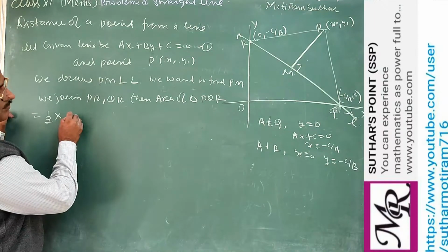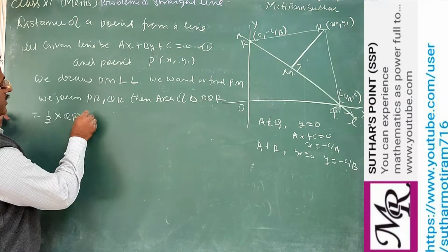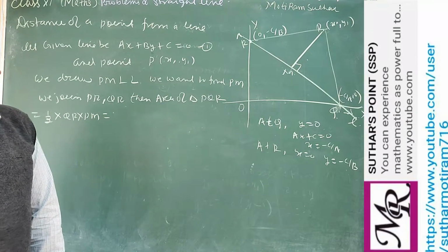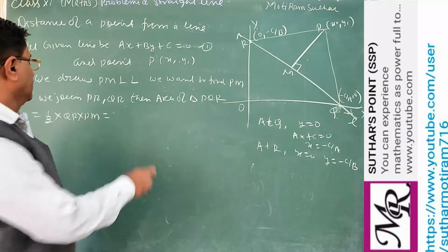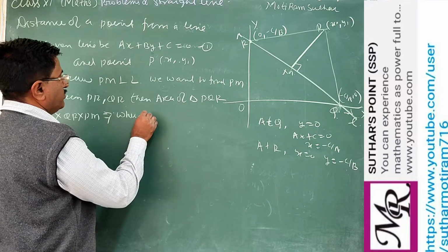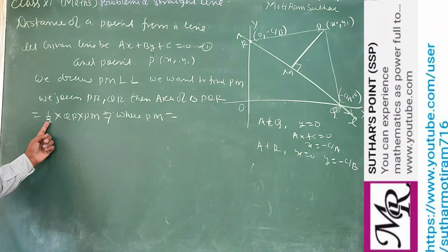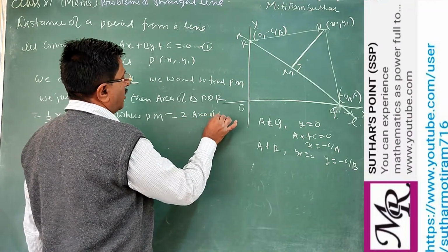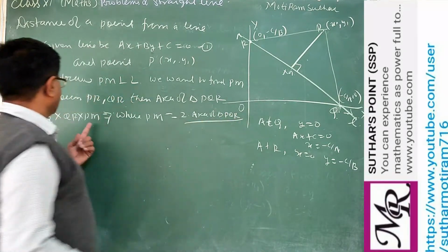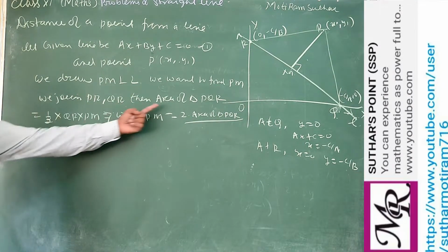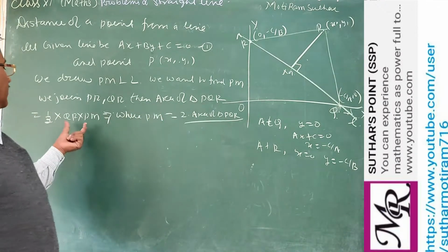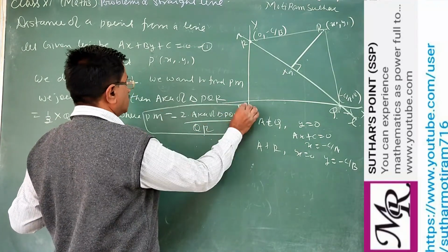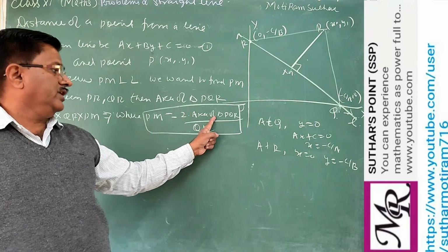So 1 by 2 QR into height PL. Clear? So from this we get the value of PM. PM equal to what? From this, cross multiply: 2 into the area of triangle PQR, this 2 will transfer to this side. PM equals 2 into area of triangle PQR by QR. So this thing we have to use. To find PM, we need the area of the triangle.